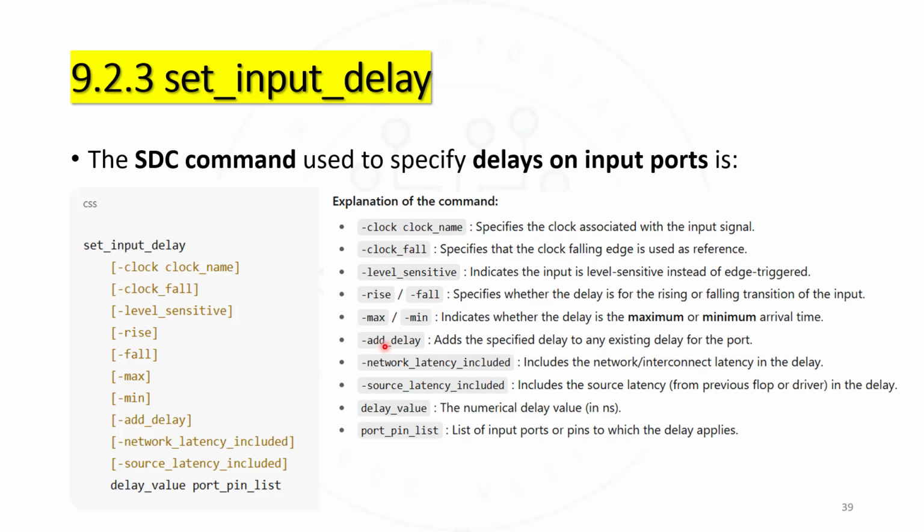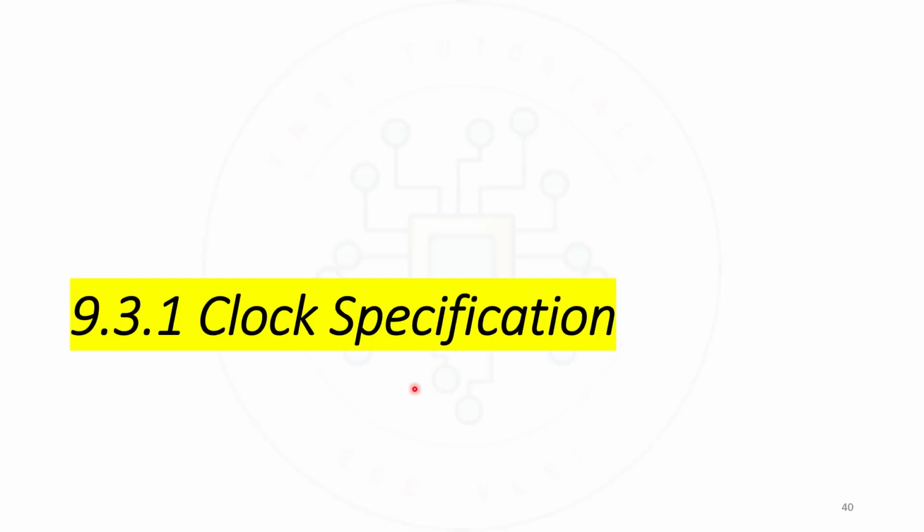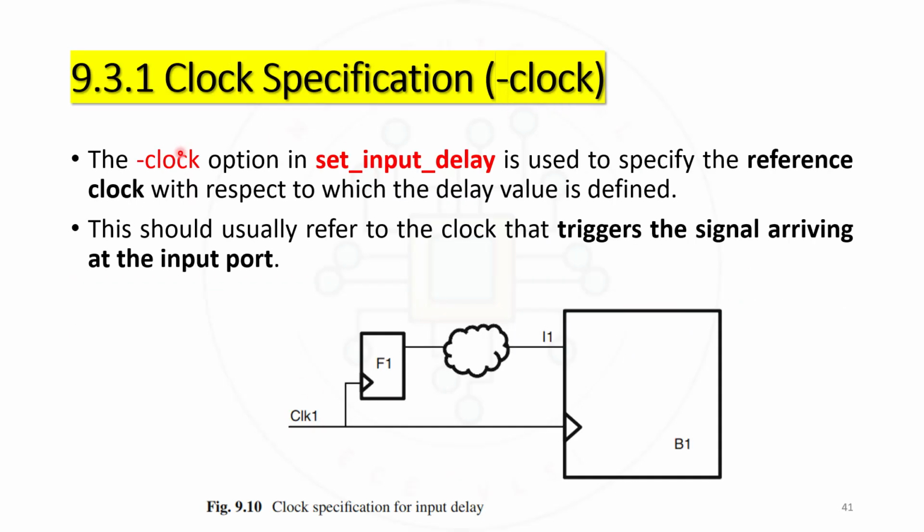We have to see each and every switch in detail, so let us try to understand that in the upcoming slides. Let us see about the clock specification. -clock is a switch. The -clock option in set_input_delay is used to specify the reference clock with respect to which the delay value is defined. This should usually refer to the clock that triggers the signal arriving at the input port.